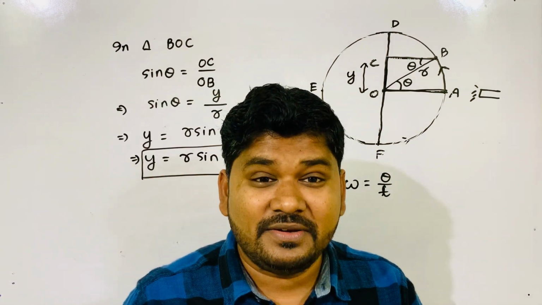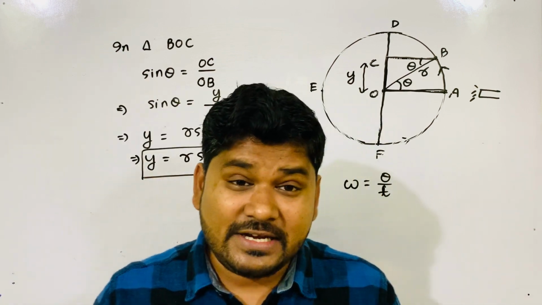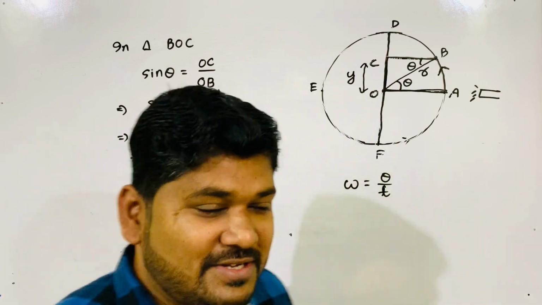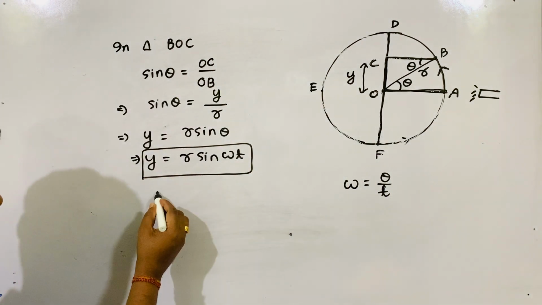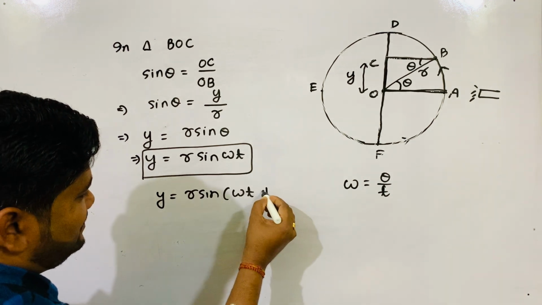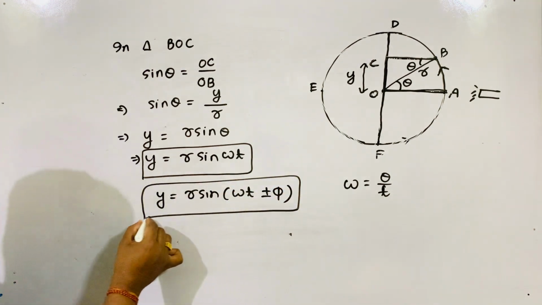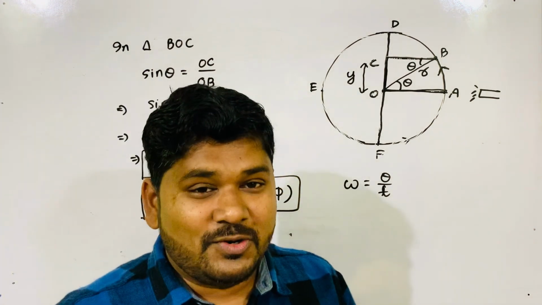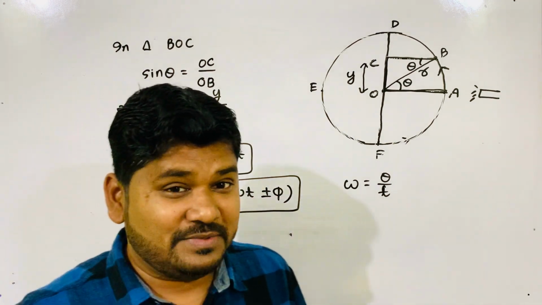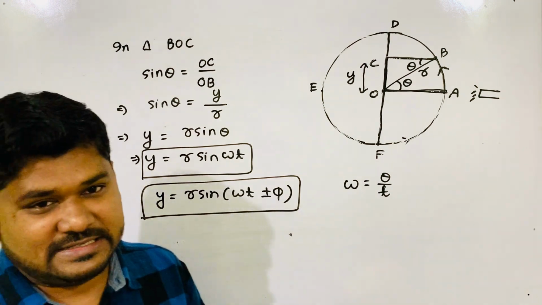The actual equation of SHM is y is equal to r sin (omega t plus or minus phi). This is the actual equation of SHM. We'll go to that later: where I got this phi from, and what the role of this phi is. But this is the actual equation of SHM.